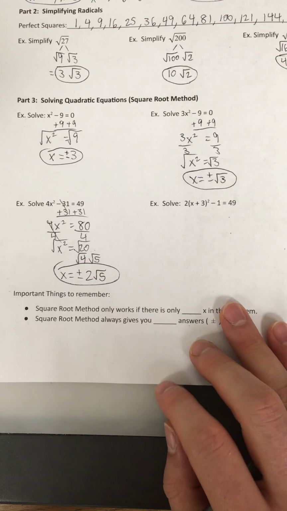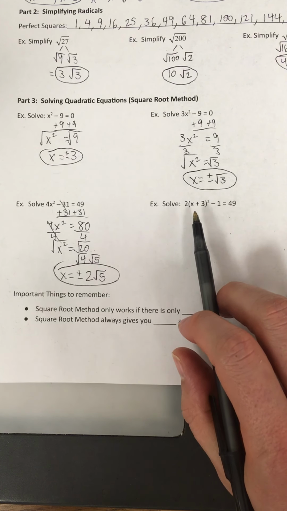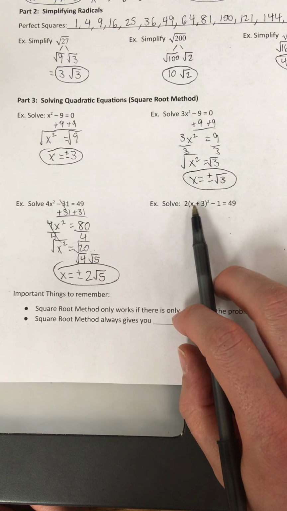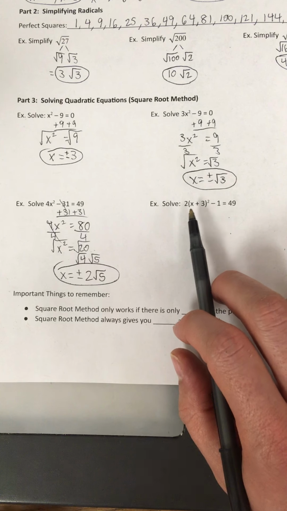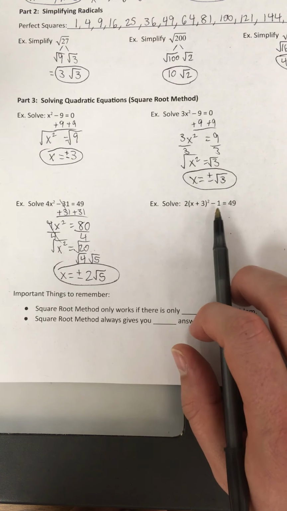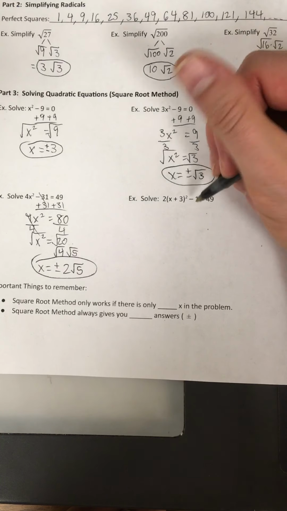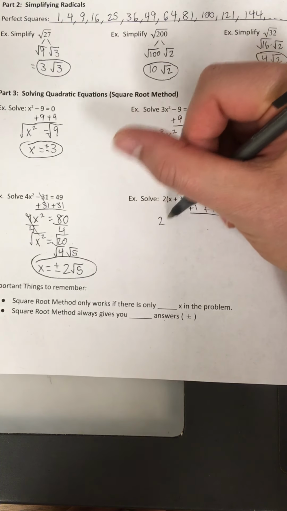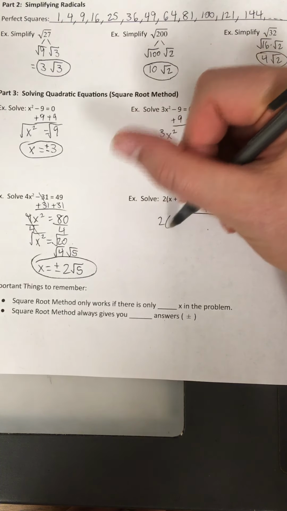All right, one last one. This one right here, it's a little bit different. When you're solving for x, you start with whatever's furthest away from x and get the x by itself. So what's the first thing I would get rid of? The minus 1. So I would add the 1. 49 plus 1 gonna give me 50. So 2 parentheses x plus 3 squared equals 50.